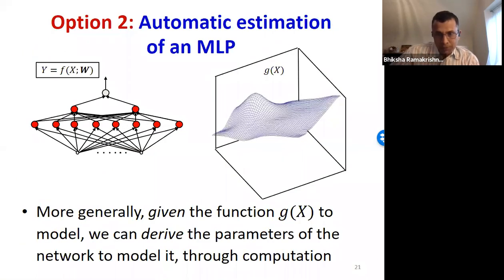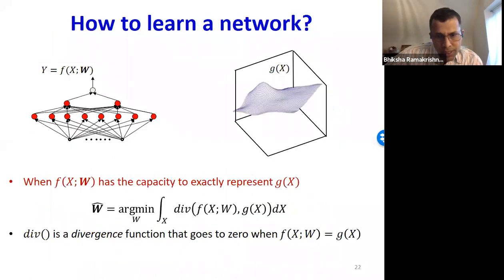Here's a better option. I know if I'm given a function g of x that I want to model, then I can somehow derive the parameters of the network that model it accurately. Again, I'm assuming that the architecture of the network is given. So here's how I do this.